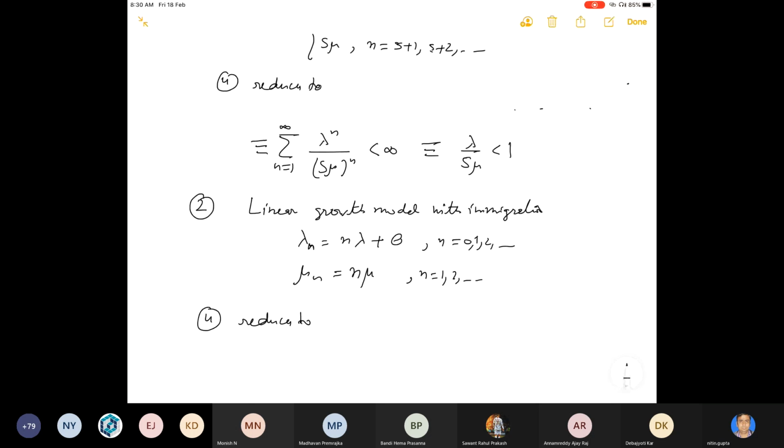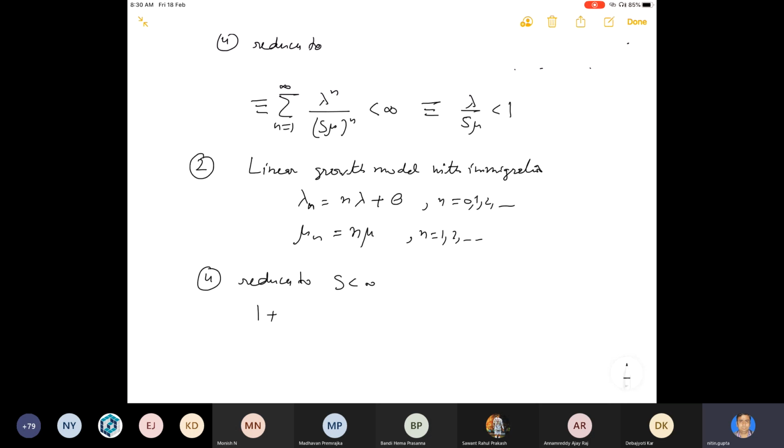Okay, so this will be S converges. That means 1 plus lambda naught upon mu1, plus lambda naught lambda 1, theta plus lambda upon two, mu1 mu2, 2 factorial mu square plus so on, where lambda naught is our theta.